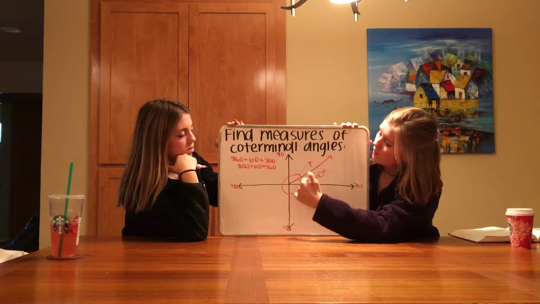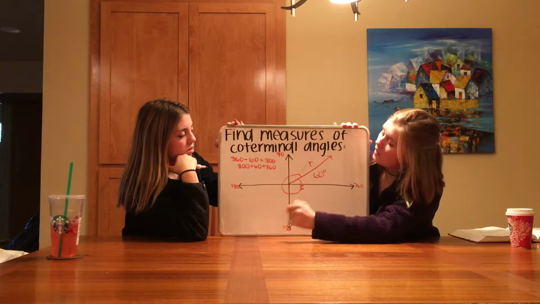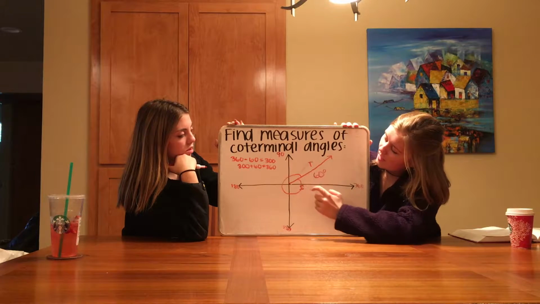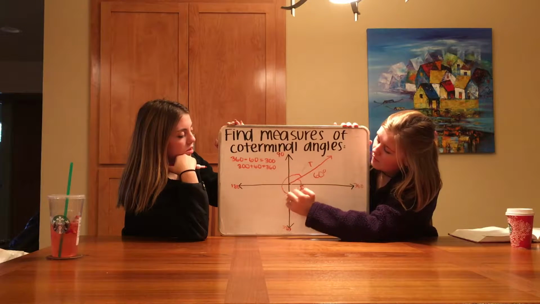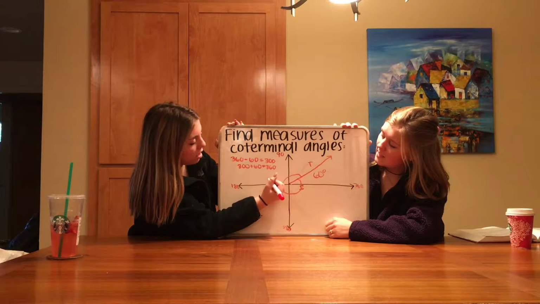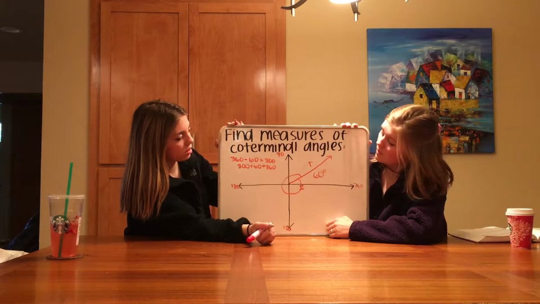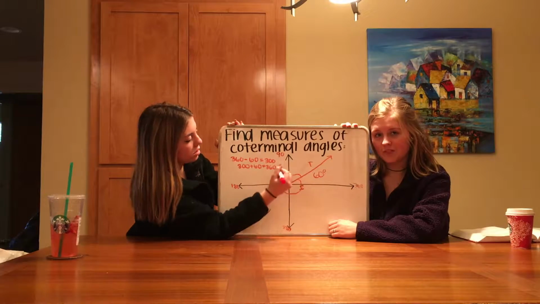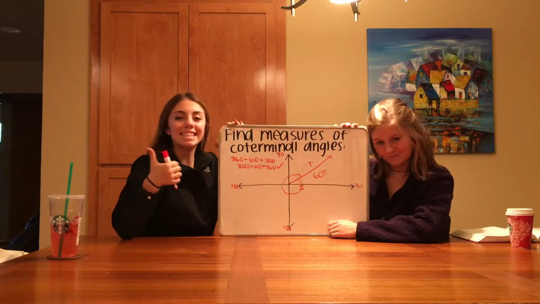So it can go around more than once. The one we're using today only goes around once, but it has the same terminal side and the same initial side, this big angle. And it'd be 360 minus 60 equals 300. So that right there is coterminal angles.